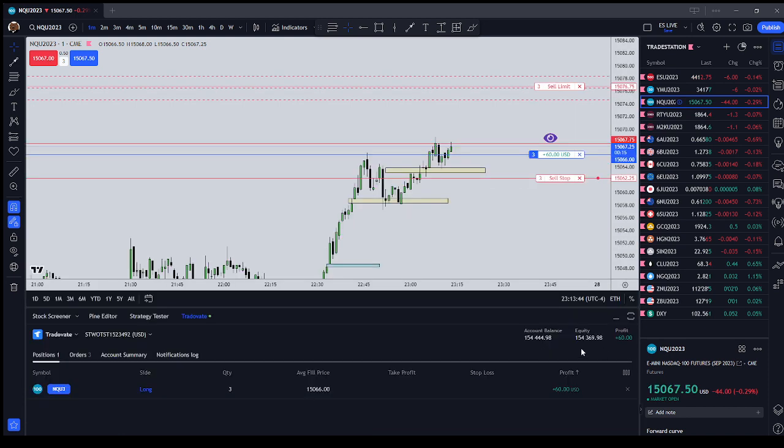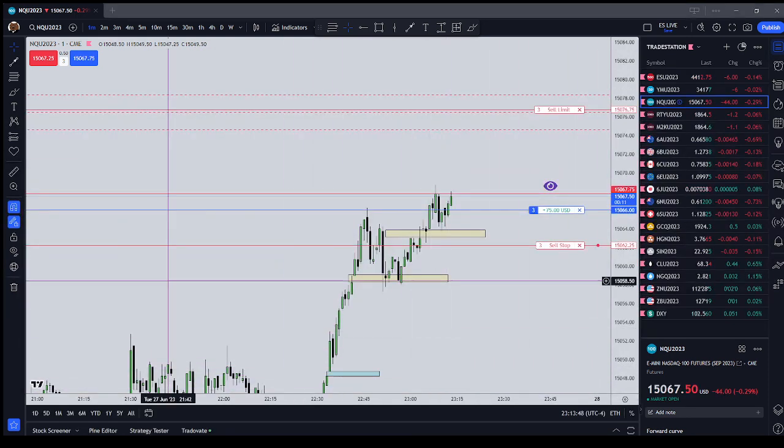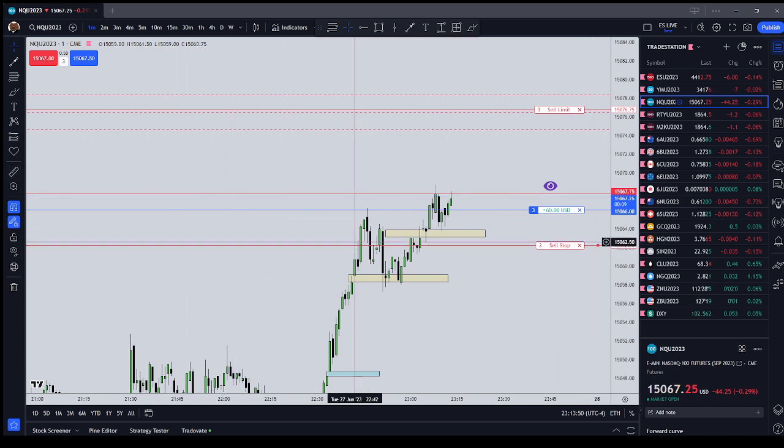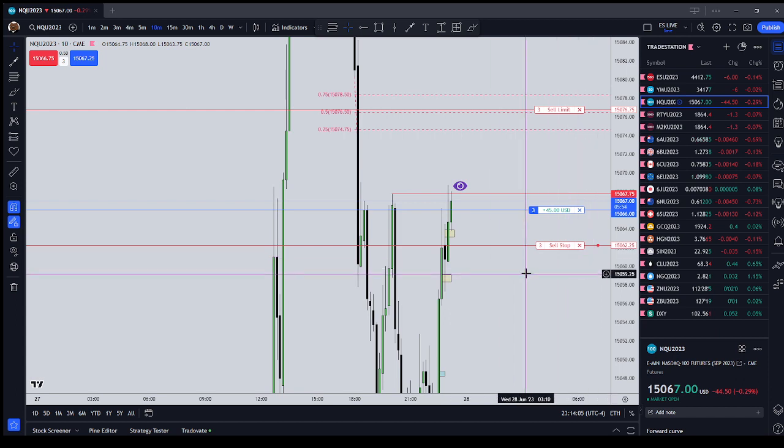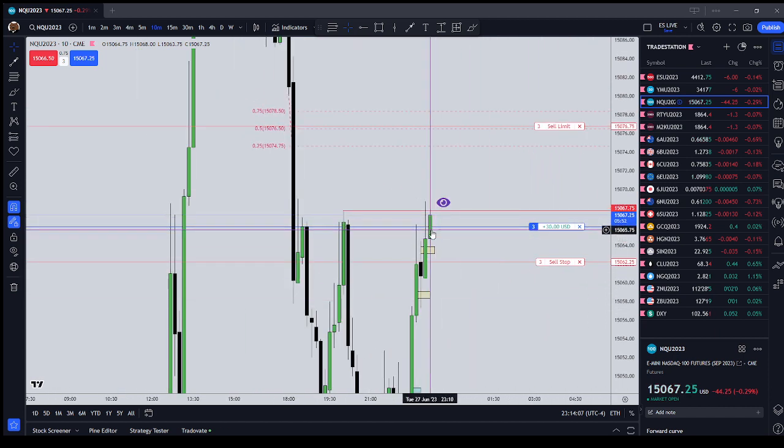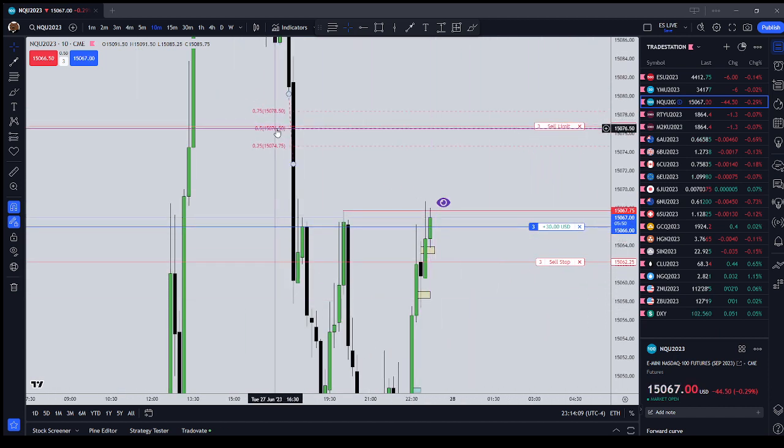All right, we are currently sitting at a small profit on the session. Want to see this thing push through the liquidity into our buy side inefficiency.